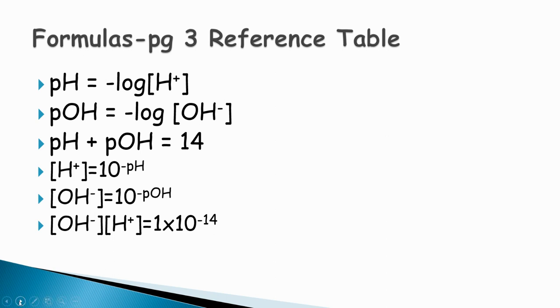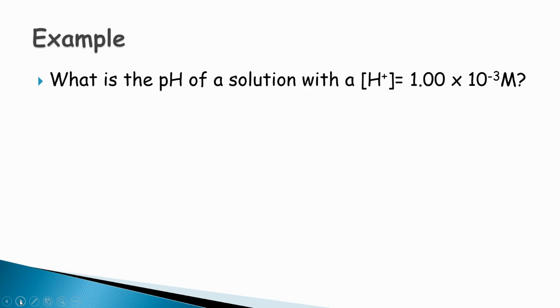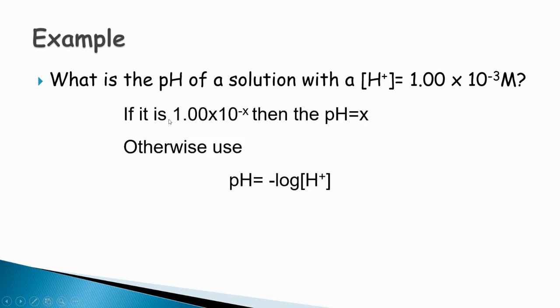So let's take a look at some examples. Our first one says, what is the pH of a solution with a concentration of H+ equal to 1 times 10 to the negative third molar? Now there is a shortcut that we can use when our concentrations start with 1. That shortcut says that if your concentration is 1 times 10 to the negative something, then your pH is just equal to that exponent. And this again is only true when your concentration starts with 1, like we have here. So the pH for this one is going to just be our exponent, which is 3.